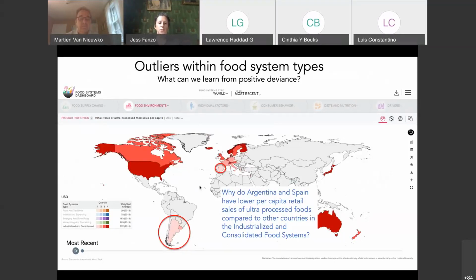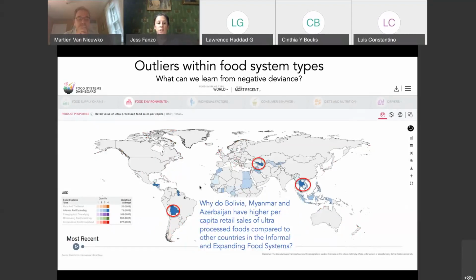And this is showing you industrialized and consolidated countries. And when you look at these maps, you can start asking questions like, why do Argentina and Spain have a lower per capita retail sales of ultra-processed food as compared to other countries in this typology? Or in informal and expanding typologies, why did places like Bolivia and Myanmar have such high sales of ultra-processed foods compared to others in their country? And you can start to work backwards and look at the food supply, look at cost of diets, and try to untangle some of these trends.